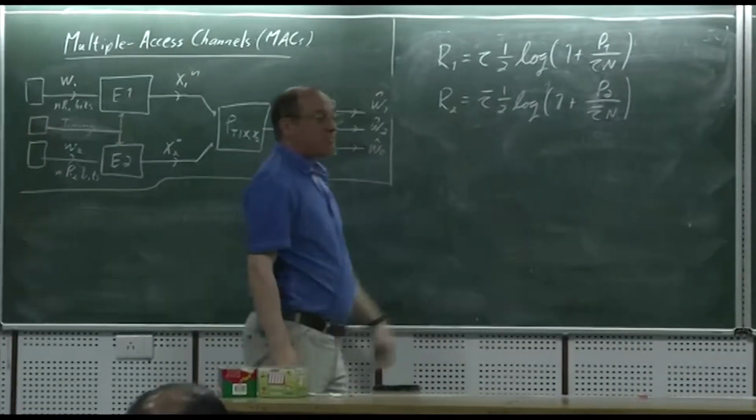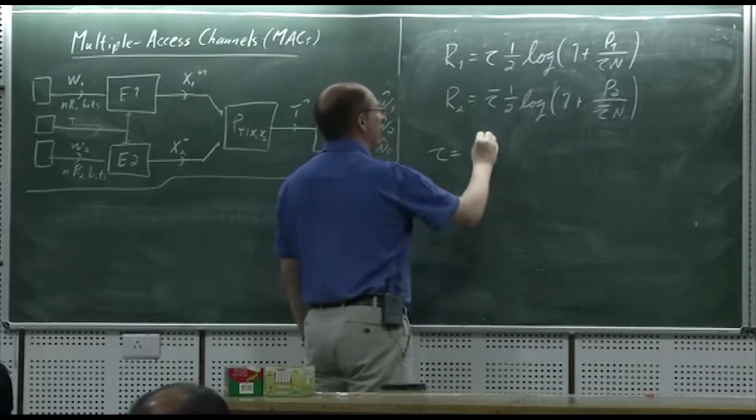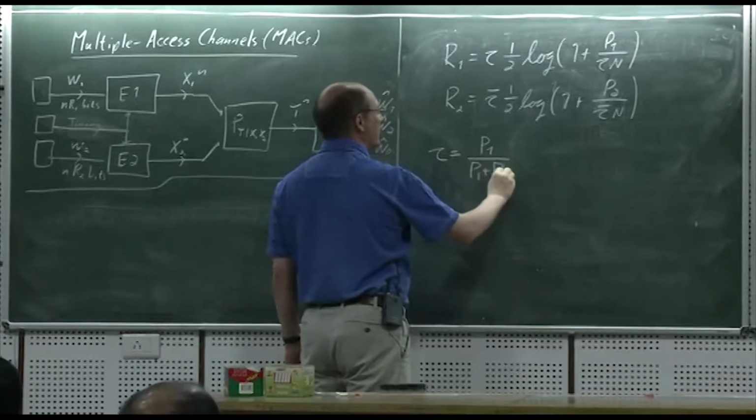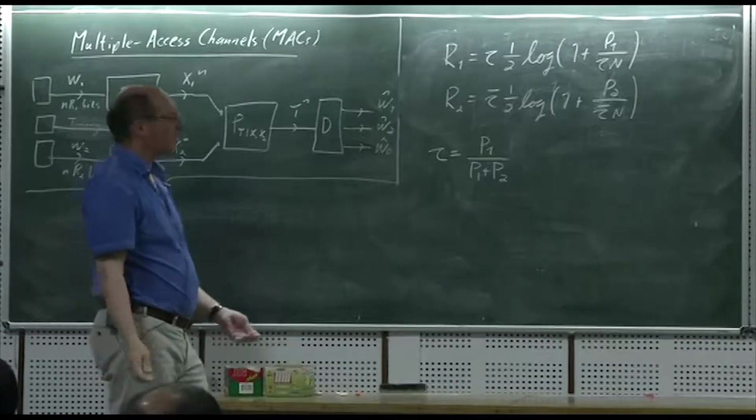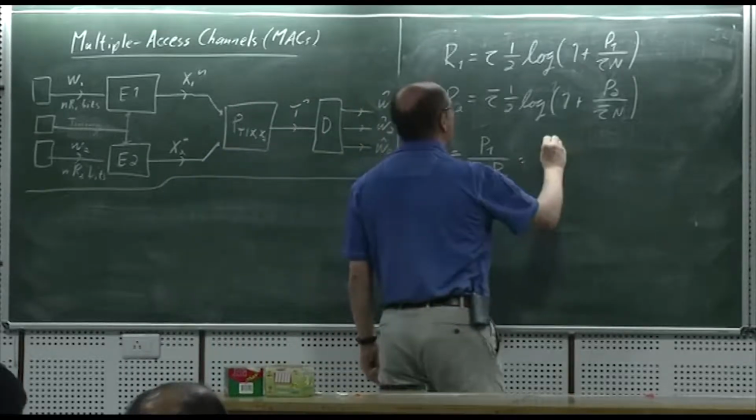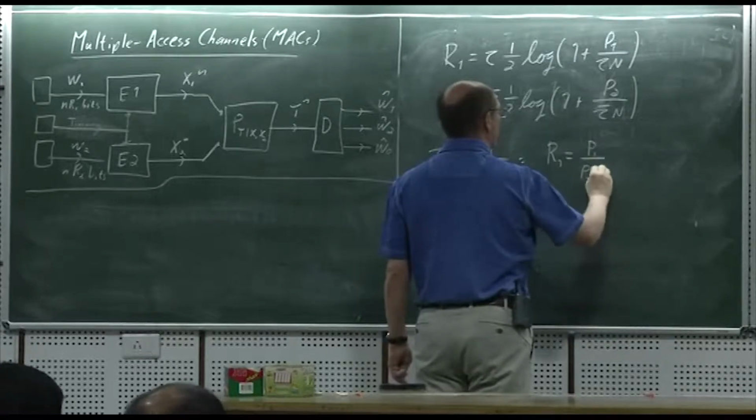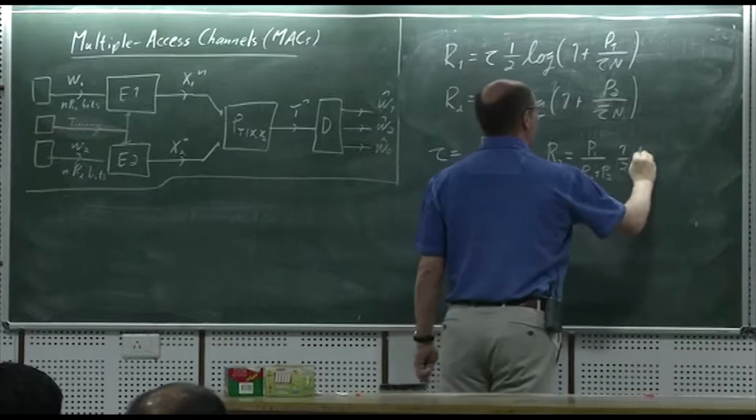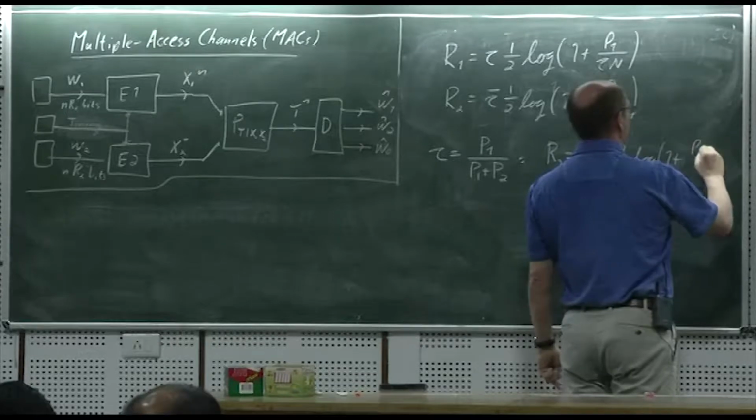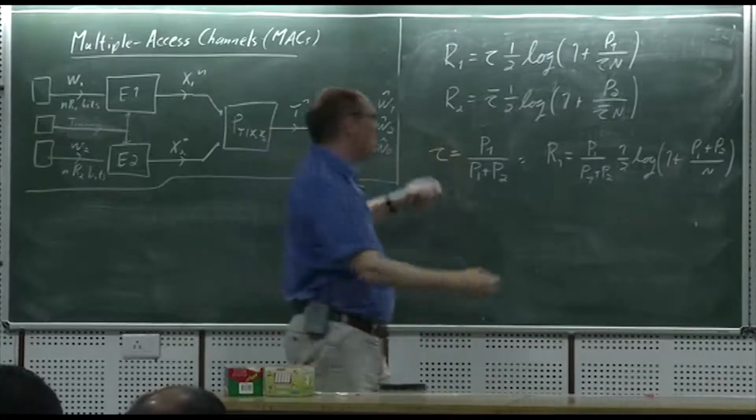And we'll choose one particular tau. Suppose I choose tau to be P1 over P1 plus P2, just as an example. So for example, this would be 1/2 if the powers were identical. What's going to happen? R1 is equal to P1 over P1 plus P2 times 1/2 log. Well, the P1's cancel and we get the sum rate bound on top. And since 1 minus tau is P2 over P1 plus P2, we get the same thing.